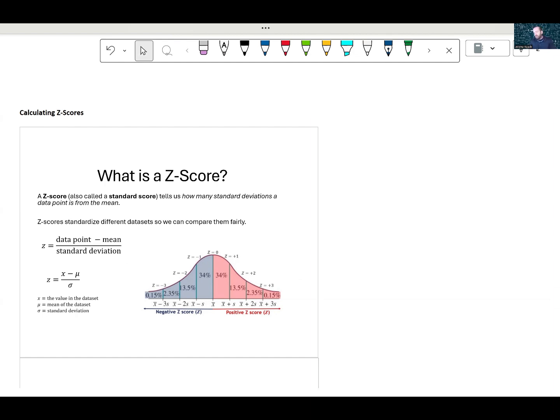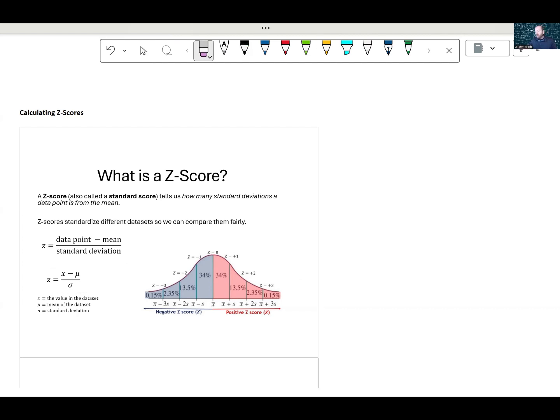We also call z-scores a standard score. It tells us how many standard deviations a data value is above or below the mean. So z-scores measure the distance in standard deviations. And this is our formula for a z-score. To find the z-score, we take the data point minus the mean and divide by the standard deviation.